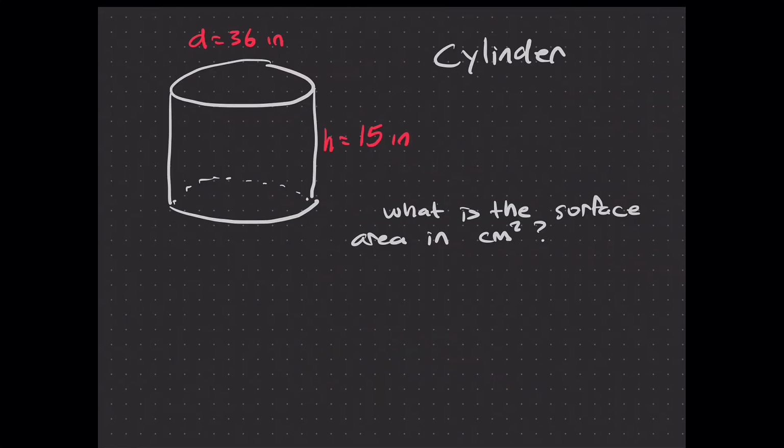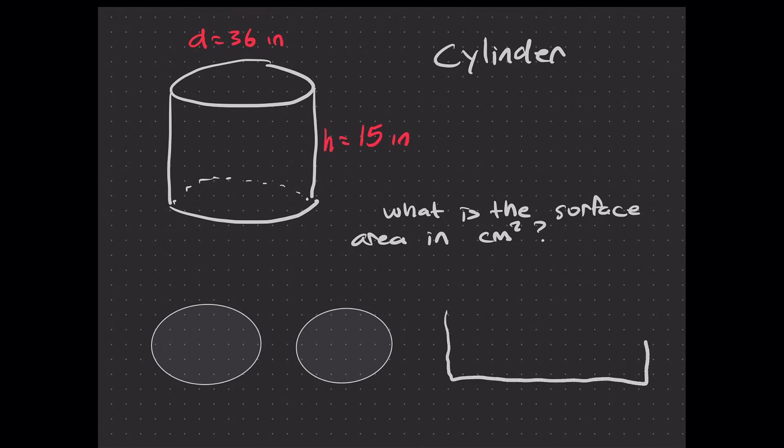All right, let's take a look at this shape, which is a cylinder. So it is basically a shape that has a circular base, that's not very circular, is it? Another circular top, again, not very circular, and a rectangular side.